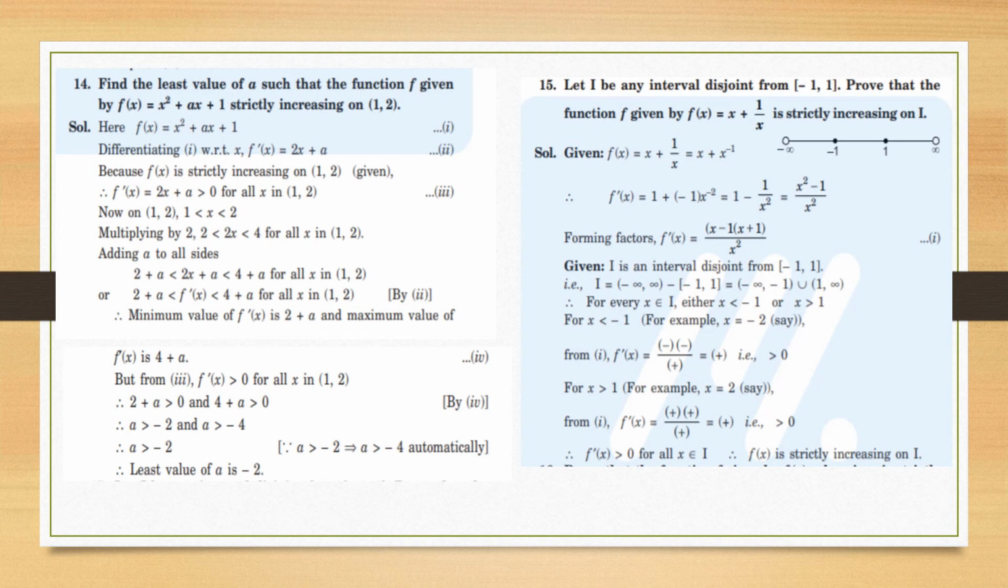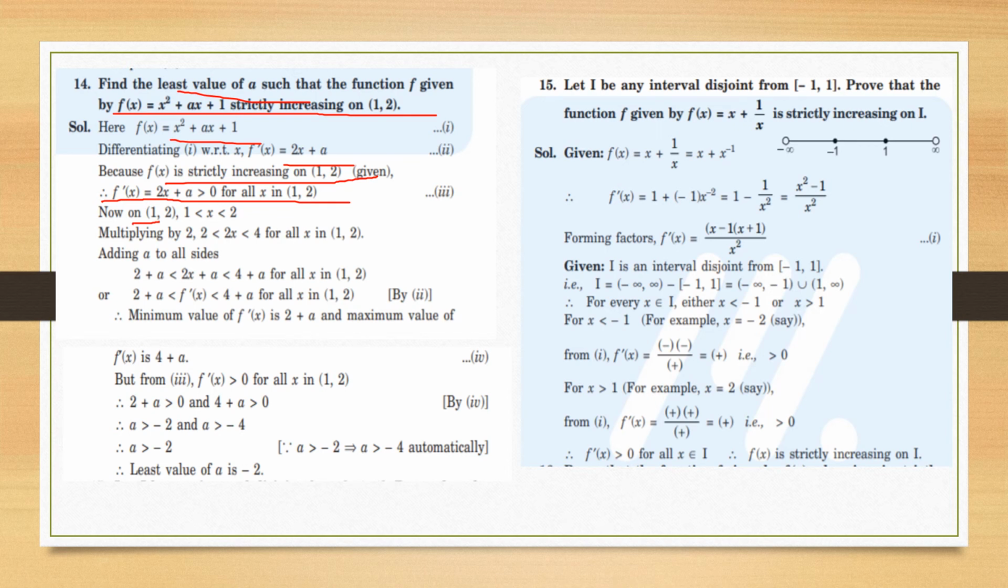Question number 14 is, find the least value of a for which the function f(x) = x² + ax + 1 is strictly increasing on (1, 2). So this is my function, this is the derivative. As it is strictly increasing on (1, 2), that means my derivative 2x + a should be positive for all x in (1, 2).